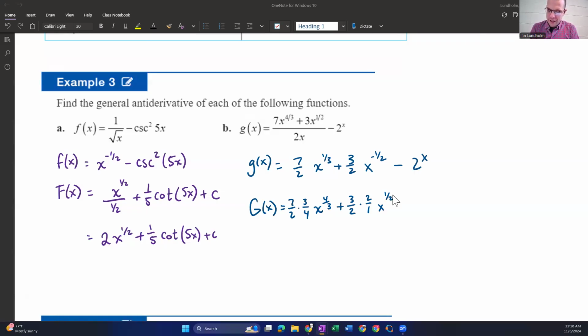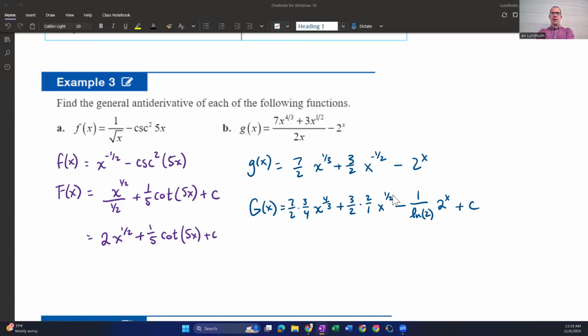That's good. For this last one, we've got 2 to the x. This is one that if we were going to take the derivative, a natural log of 2 would pop up. So taking the antiderivative means that we're dividing by the natural log of 2 instead. And then I suppose putting a plus c there would be good. So we could go through and simplify those fractions, but it's not a huge deal. I think we're good.